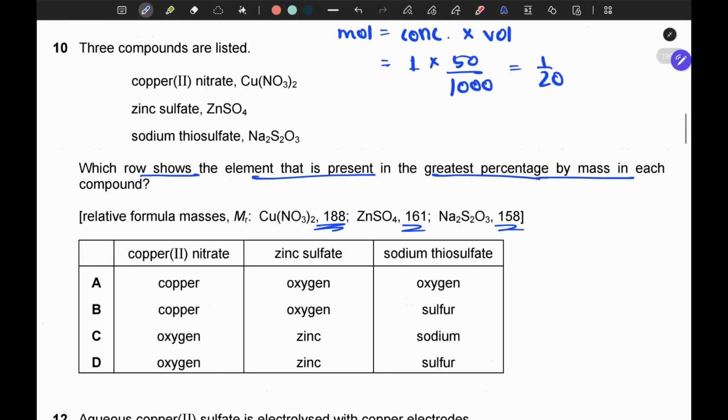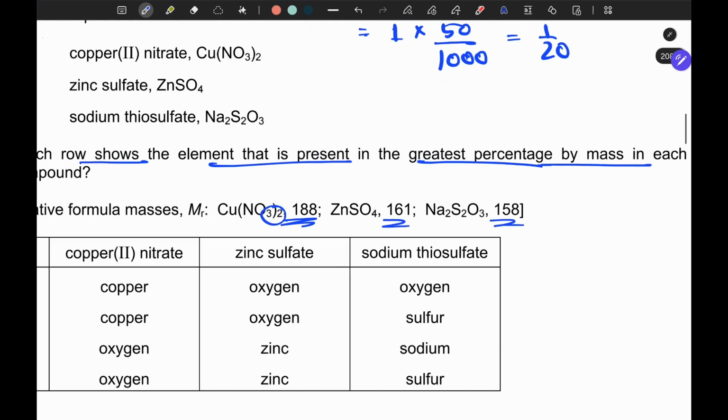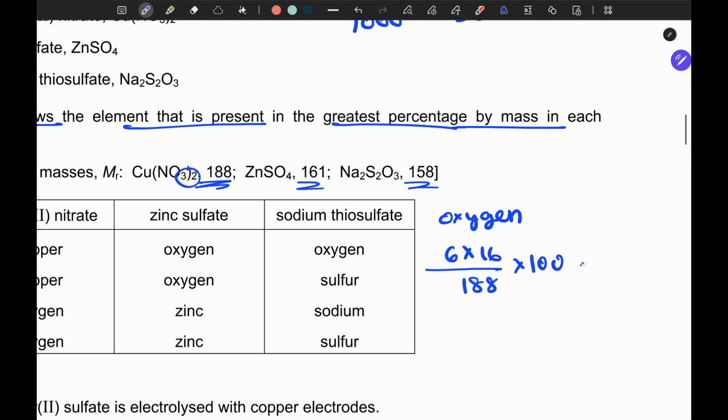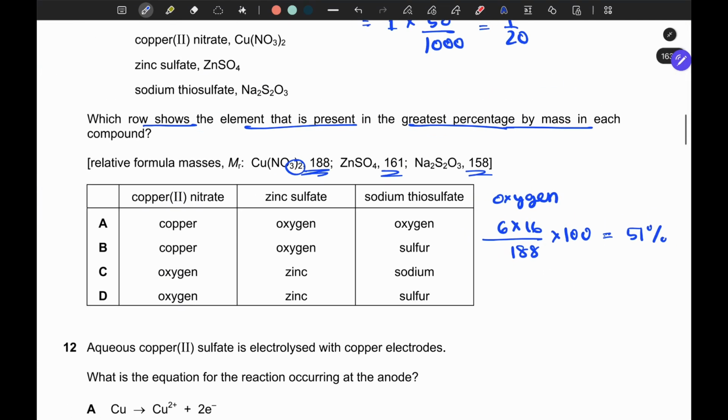If we check, we have 6 atoms of oxygen over here. So let's calculate for oxygen. So 6 times 16 divided by 188 and times 100 for percentage. Once we calculate this, we obtain 51% approximately. Now in a compound, obviously only one substance can occupy more than 50%. So that means oxygen must be the one with greater percentage compared to copper. So we don't even have to calculate copper.